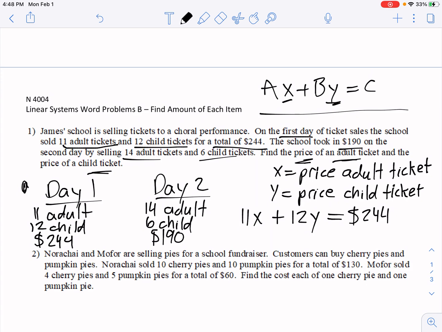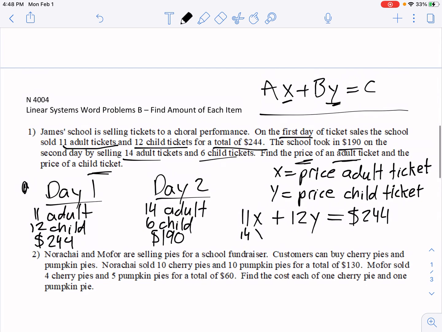Then day two would follow suit. It'd be 14 times X, 14 adults times the price for adult tickets, plus 6 times the price of child tickets here, for a total of $190. Okay, so now I have my two equations, two unknowns, my system of equations. Now, when we're in a standard form situation like we are now, you could solve this by substitution, but I think the easiest route would be to go through elimination.